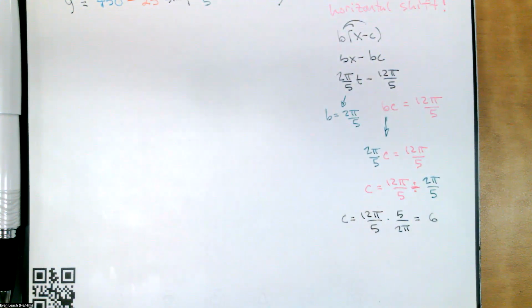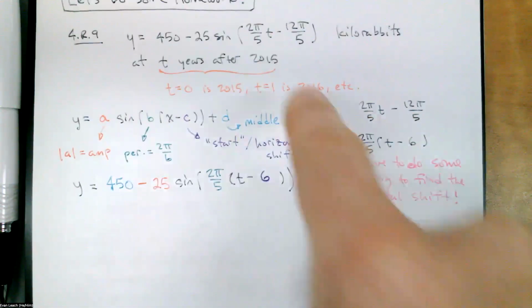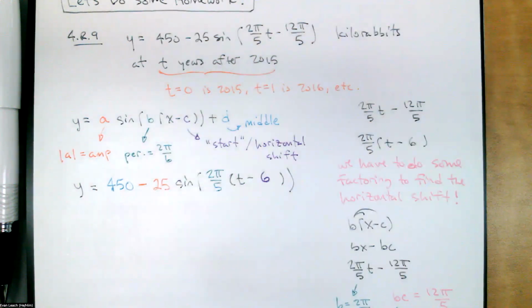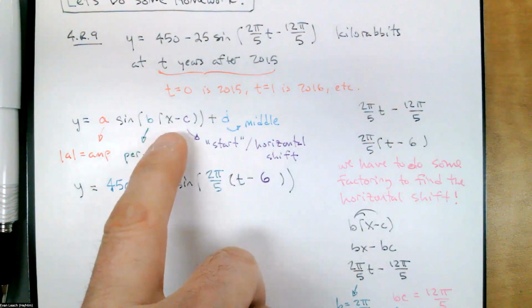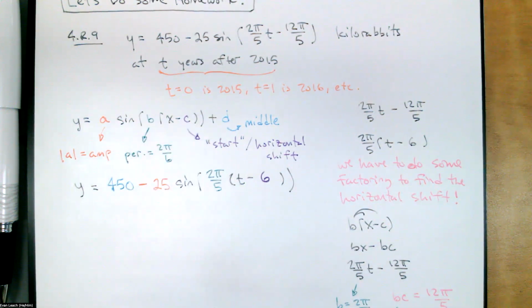I don't know which way is going to make most sense when you think about it. So you've got to think about it both ways and decide which one you like better. The thing that you can't get away from is the difference in our statement. 2 pi t minus 12 pi over 5 is not written in the form that we can read b parentheses x minus c. You have to see the difference there.